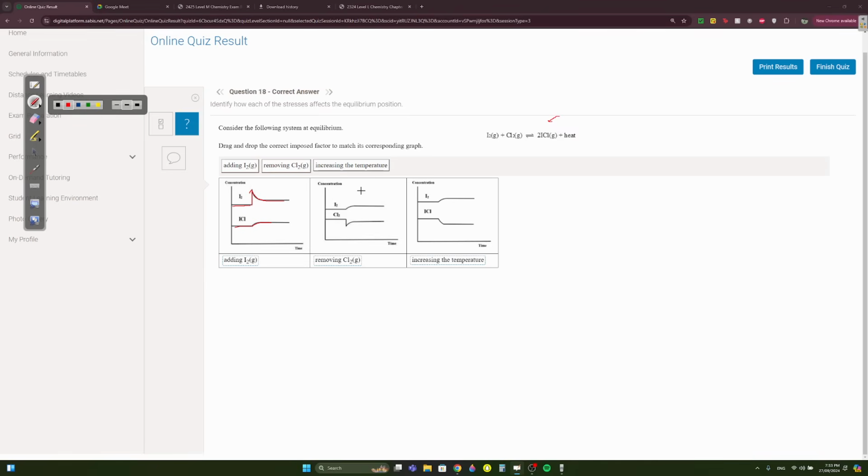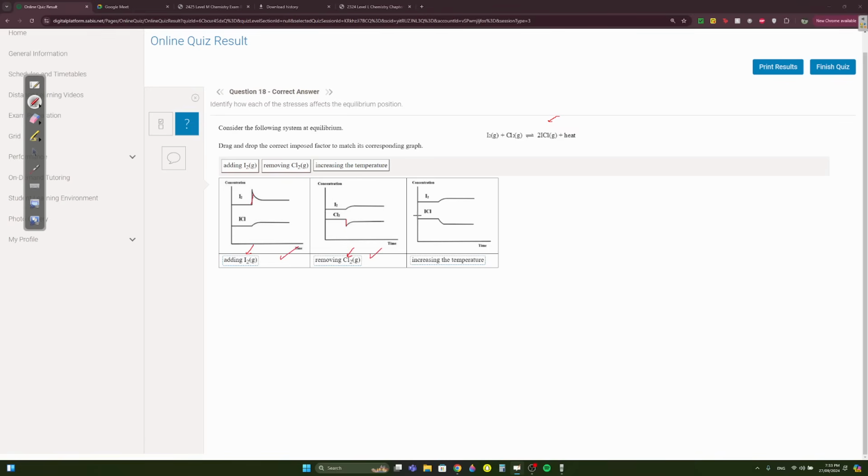It didn't jump. Okay. Imagine this. You increased I2 and then it began to decrease. Why do you think? Because the system is counteracting the imposed change of us increasing. If you ever see this type of question and you see this big bump, that means you're either adding or removing, depending if you're going up or down. So here, we increased, we added I2. Here we decreased Cl2. Very obvious.